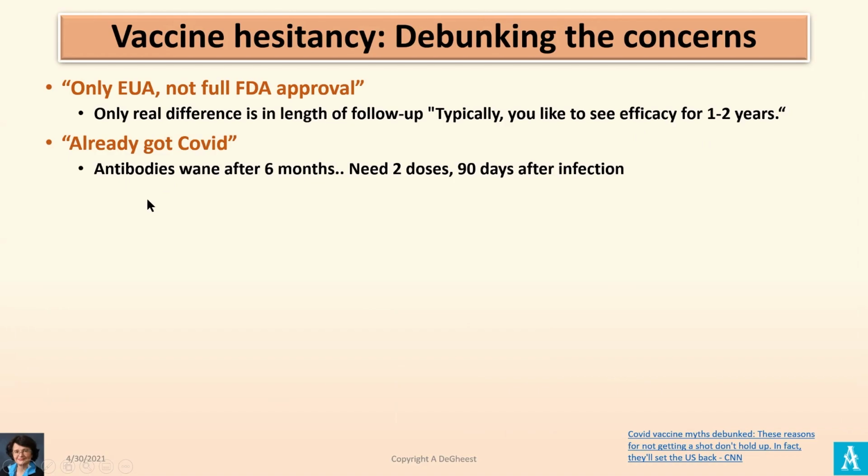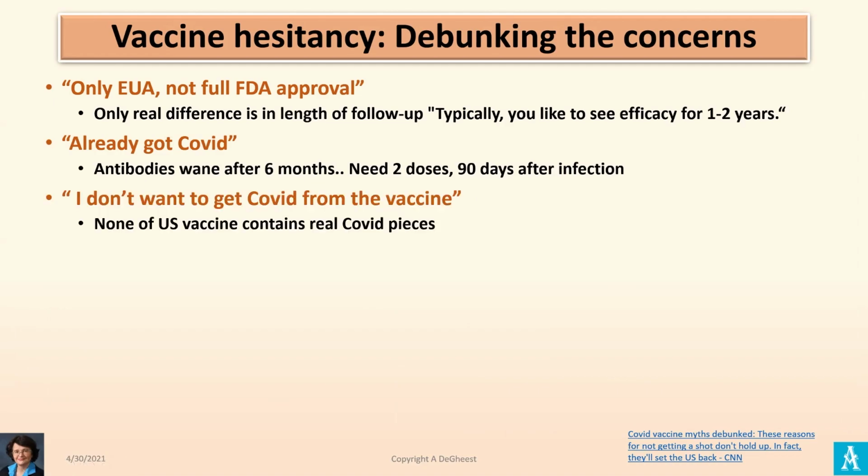Another argument you may hear is that I already got COVID. I don't need a vaccine. Well, it turns out that most people lose their antibody after 6 months. My family in Belgium all lost their antibody after 6 months. You do a second dose, and it's recommended you wait 90 days after the infection to get the second dose, to build the antibodies from the vaccine, which last much longer than the antibodies you get from being infected. I don't want to get COVID from the vaccine. There are absolutely no real COVID cases in any of the vaccines approved in the US. There is no way you can get COVID from the vaccine available in the US.